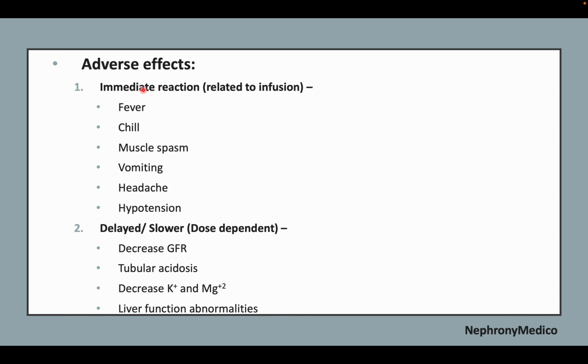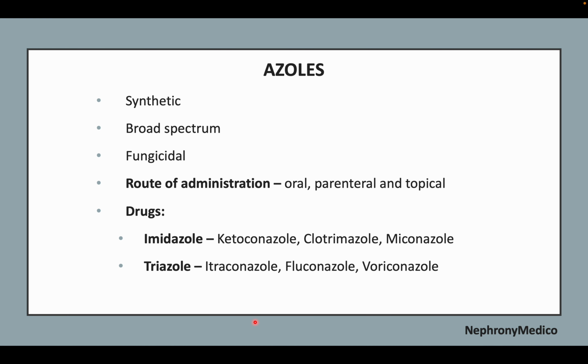Adverse effects include immediate reactions like fever, chills, muscle spasm, vomiting, headache, or delayed reactions like decreased glomerular filtration rate, tubular acidosis, decreased potassium, magnesium, liver function abnormalities. Now, azoles. These are synthetic and broad spectrum as well as fungicidal. The route of administration may be oral, parenteral, and topical. The drugs include imidazoles like ketoconazole, clotrimazole, and triazoles like itraconazole and fluconazole.